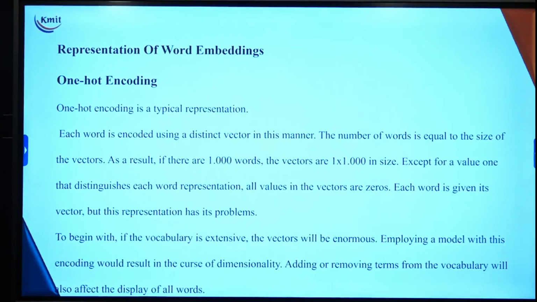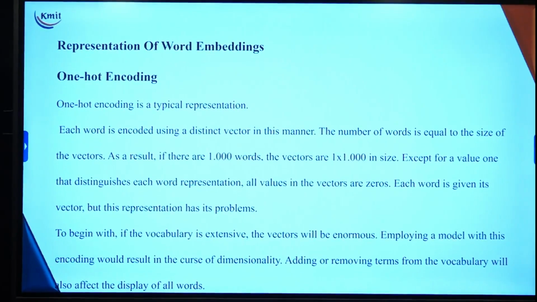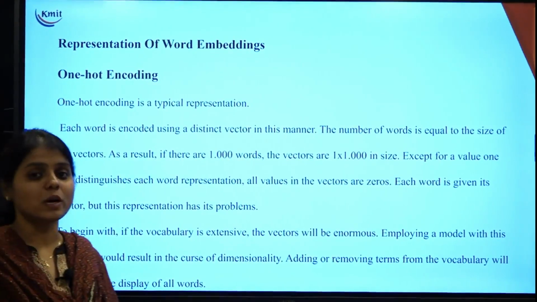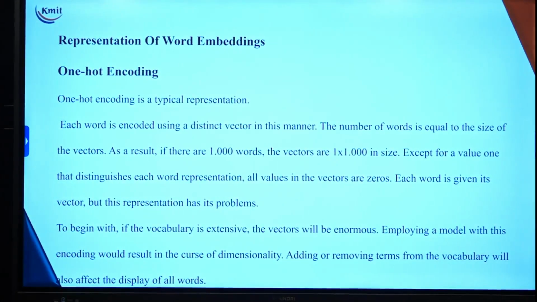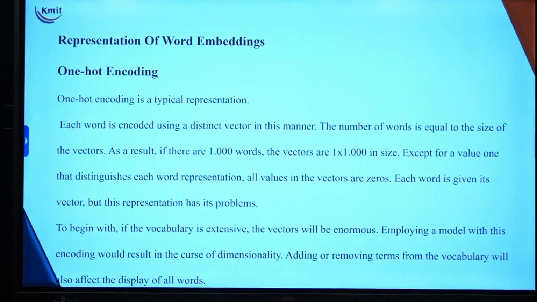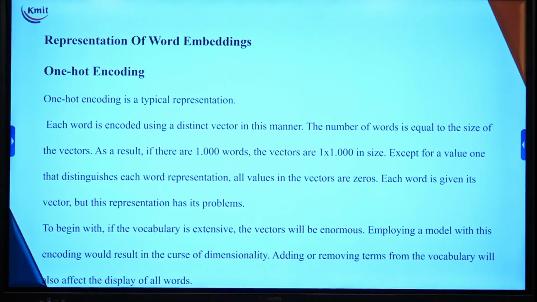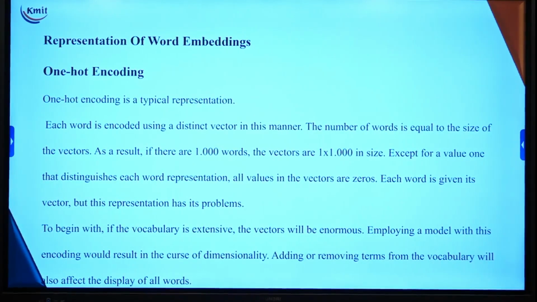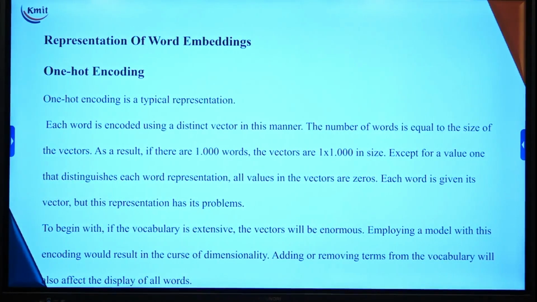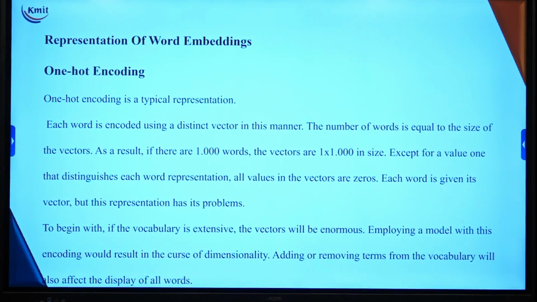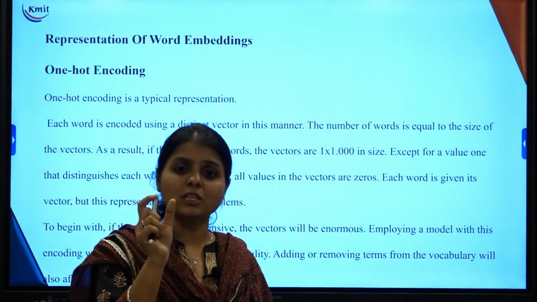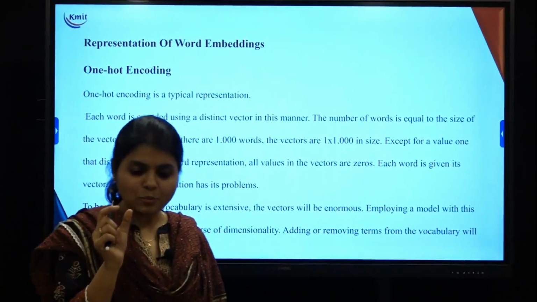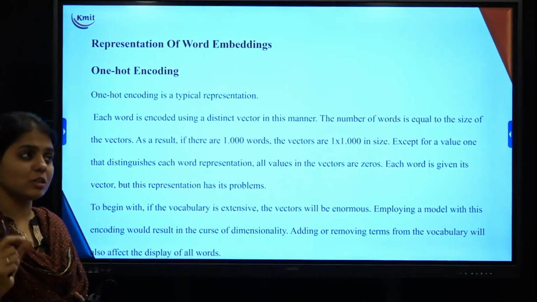Before we actually step into this topic, first we would analyze how we represent word embeddings. We've already seen that one of the representations for word embedding is one hot encoding. This one hot encoding is a typical representation, that is each word is encoded with a distinct vector like we have seen in the last sessions. So here, when we talk about one hot encoding, the number of encodings is equal to the number of words.